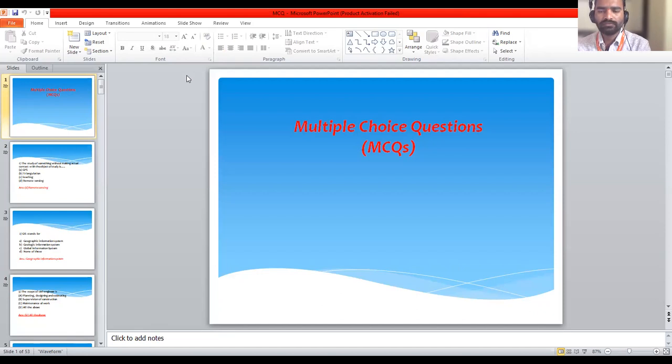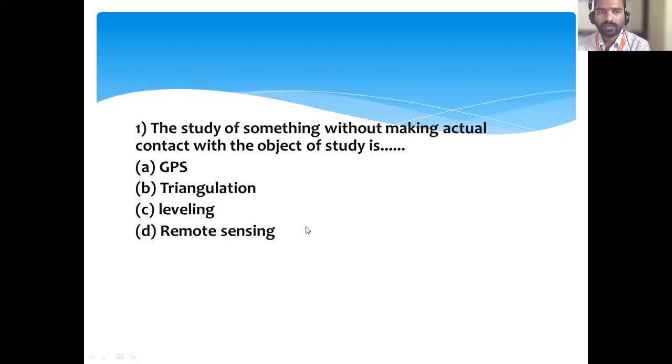Is it full screen visible? Yes, sir. Okay. First question: the study of something without making the actual contact with the object of the study. Options are GPS, triangulation, leveling, remote sensing. Read the question correctly. Slide change hai sir. Question is not available on screen. Now is it? Yes, sir. Everyone, is it visible with slides too?